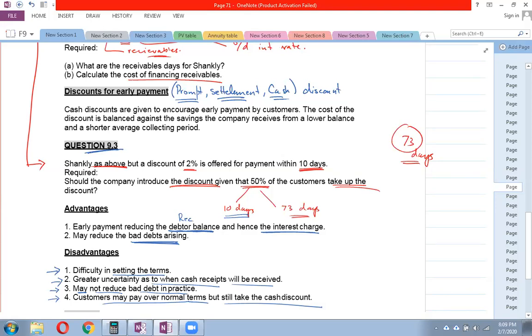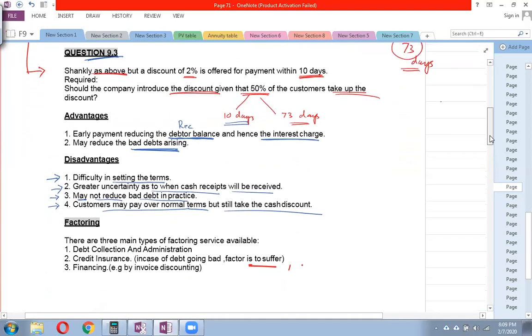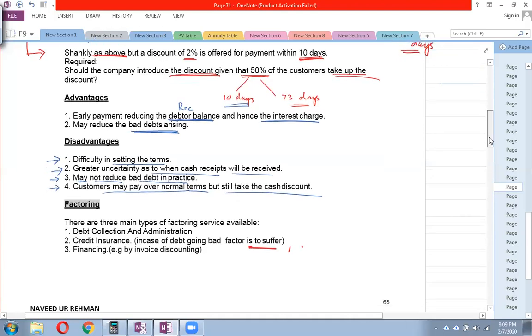You're offering discount to someone else, but not me, right? Are you going to make your customer upset? Maybe not. So maybe the customer will pay you in 73 days, but the customer will demand the discount as well. So this can also happen, right? Because you don't want to make the customer upset, right? Is it clear? Right?